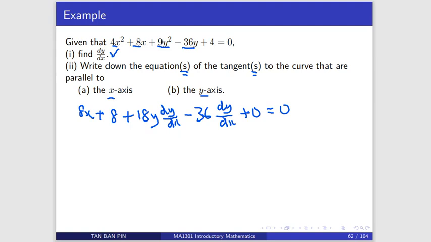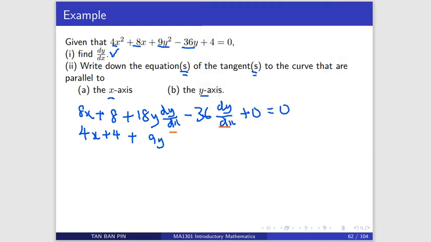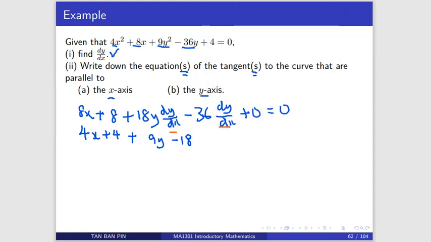You observe you can actually divide by 2. So it's actually 4x plus 4, and then 9y, then 18. I want to factorize out dy/dx. So it's 9y minus 18 in brackets times dy/dx. You take out dy/dx as a common factor, then equal to 0.